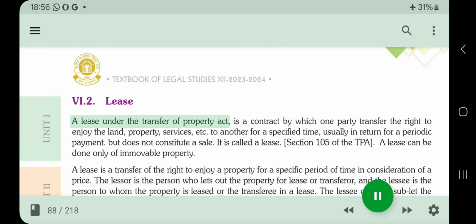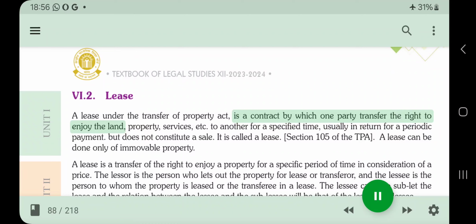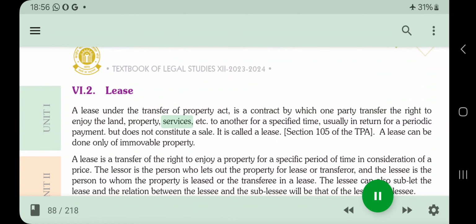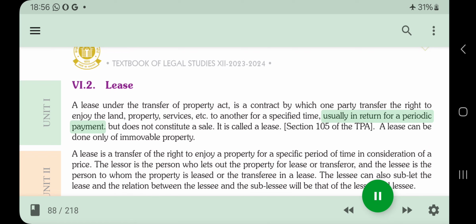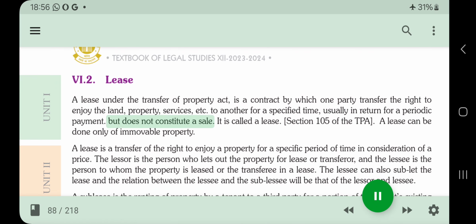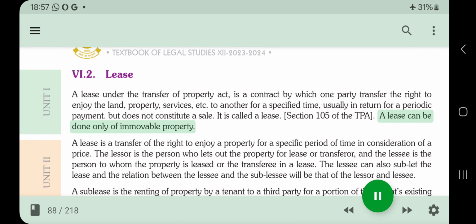V. 2. Lease. A lease under the Transfer of Property Act is a contract by which one party transfers the right to enjoy the land, property, services, etc. to another for a specified time, usually in return for a periodic payment, but does not constitute a sale. It is called a lease. Section 105 of the TPA. A lease can be done only of a movable property.